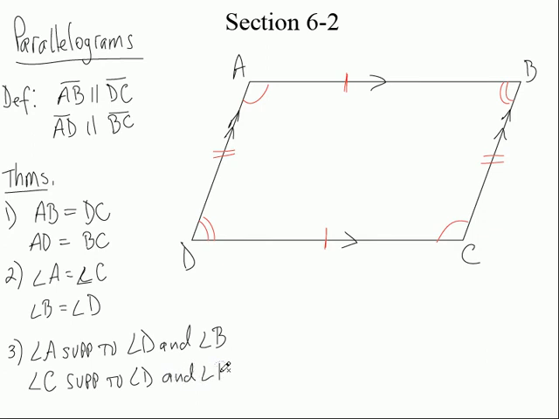Now that kind of makes sense, doesn't it? Because look, A and C are exactly the same angles, aren't they? So if A is supplementary to D and B, C is exactly the same angle, so it's got to be supplementary to D and B. Make sense? All right, that's pretty easy. And then we got one more. Let me draw another picture for this one, though.